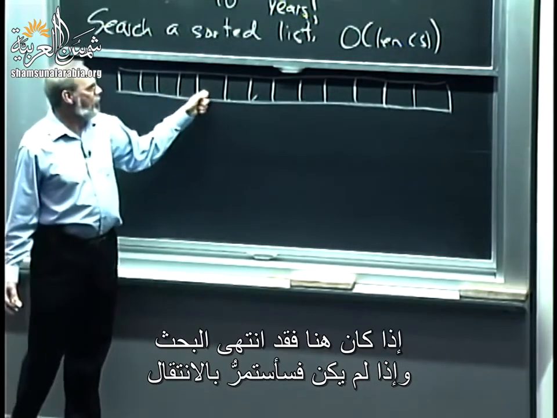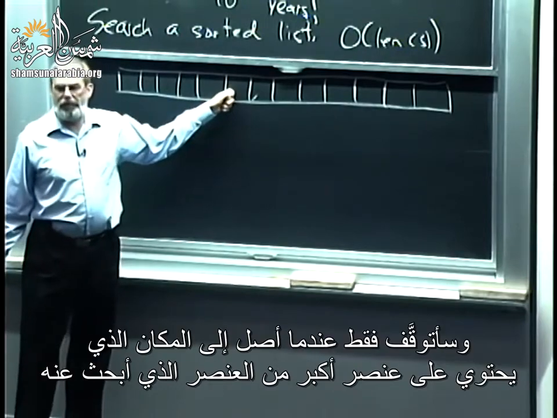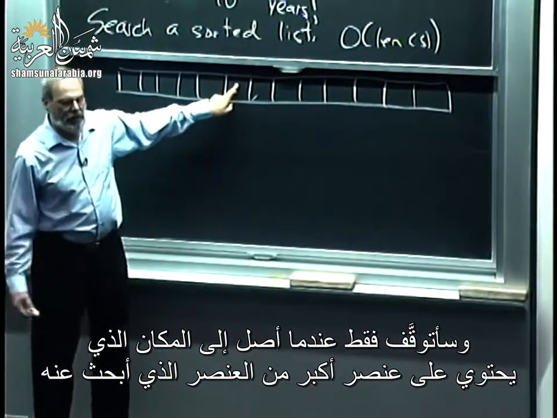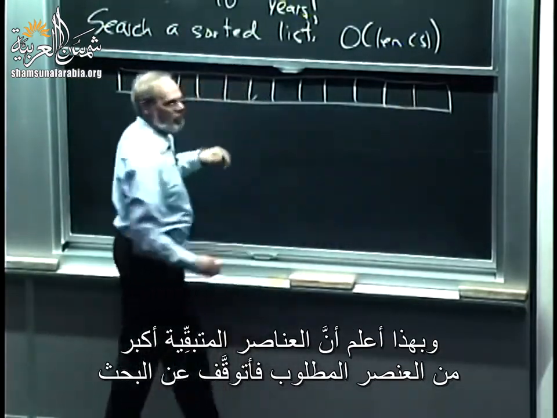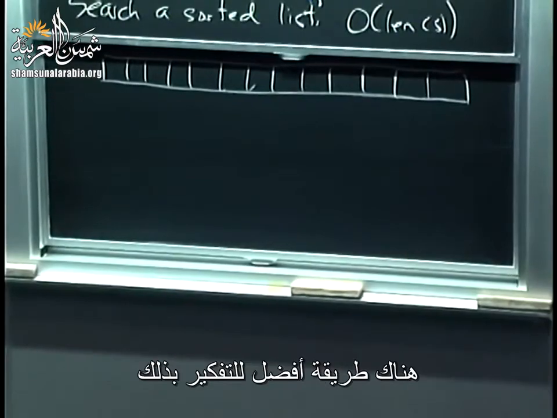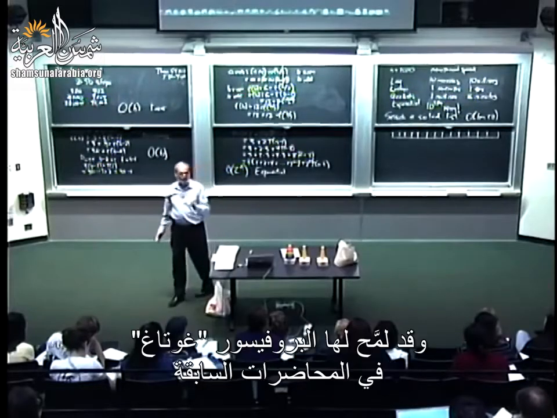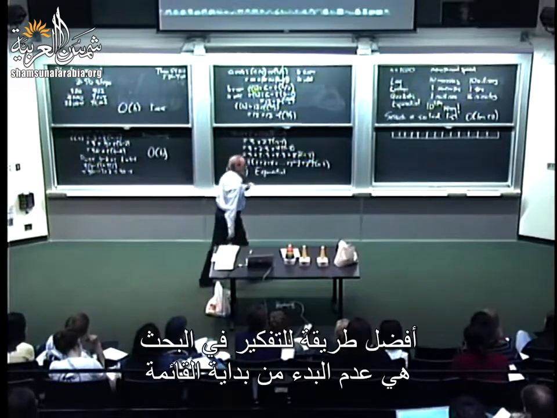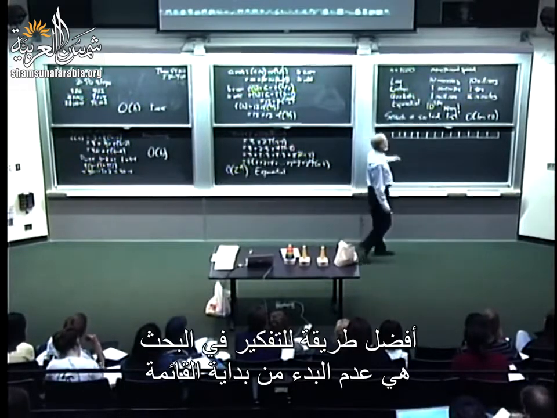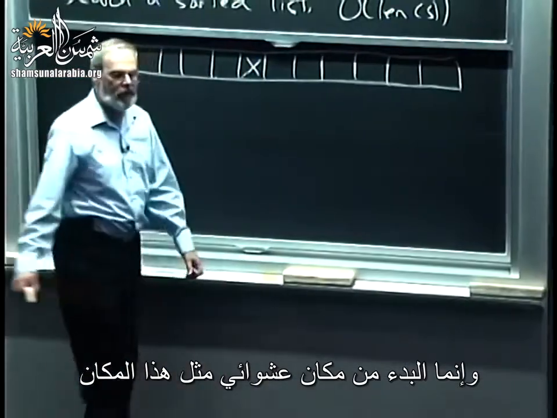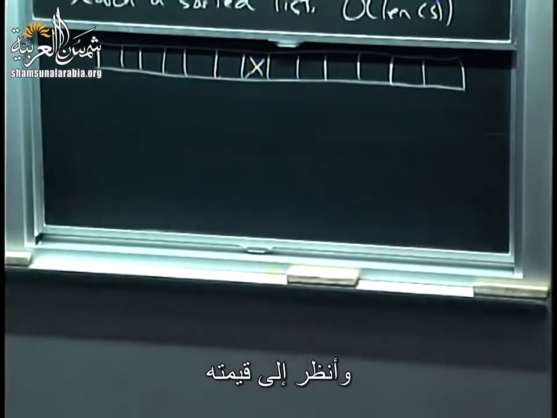If not, I keep walking down, and I only stop when I get to a place where the element I'm looking for is smaller than the value in the list, in which case I know the rest of this is too big and I can stop. But I still have to go through the list. It's a better way to think about this, and in fact, Professor Guttag has already hinted at this in the last couple of lectures. And the better way to think about this is suppose, rather than starting at the beginning, I just grab some spot at random, like this one, and I look at that value.